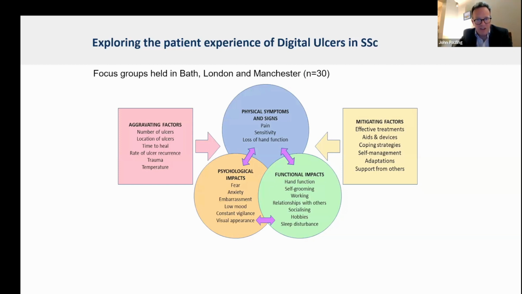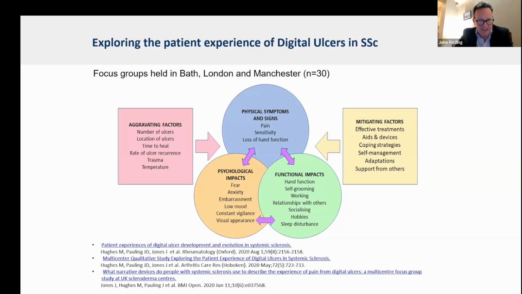And then there's the mitigating factors that patients adopt to try and improve their symptoms and promote healing of their ulcers. And then there are aggravating factors around avoiding micro traumas that can set off ulcers, avoiding trauma when people have active ulcers, the fact that some patients will have more than one ulcer and then the impact that can have on their ability to use their hands.